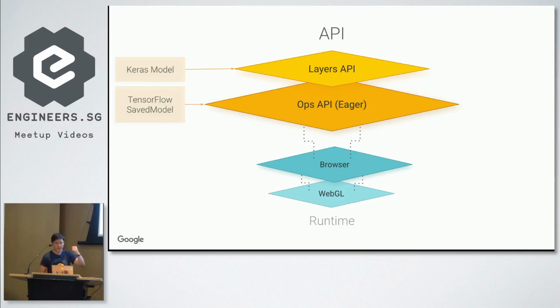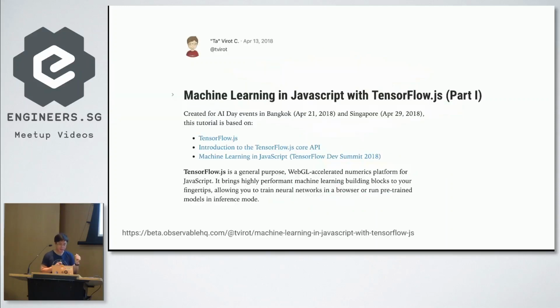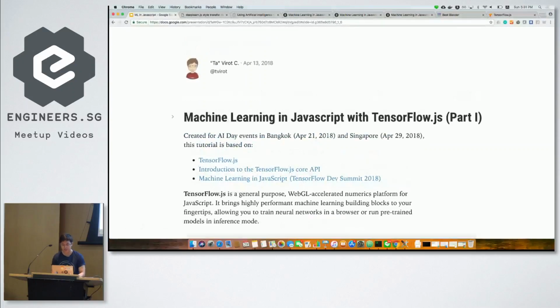And another layer is the layers API, which is the high-level API where you can simply call DNN and those kinds of things. That's sort of equivalent to a Keras model. You can actually import it in a Keras model, and I will show it to you shortly. Okay, I'll move to my first demo.